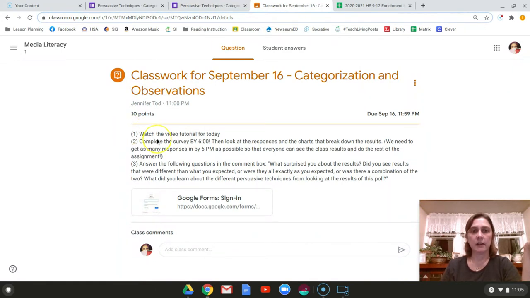So the directions tell you to do this because today's assignment is posted as a Google question. You're going to have to actually answer the question. And I know that your screen looks different than mine. If I recall correctly, you should have a box up here to type your response there.